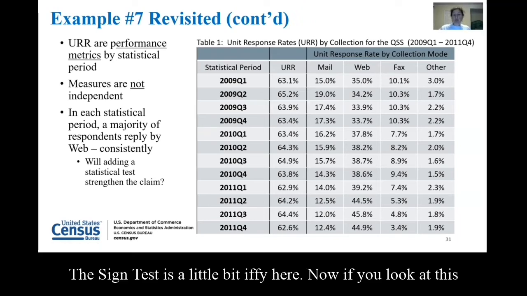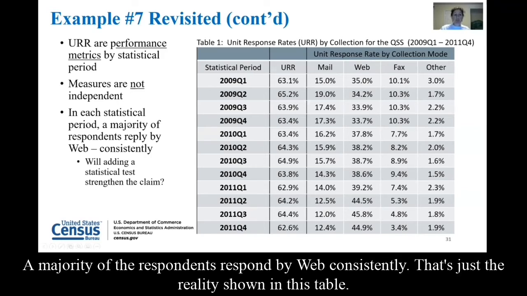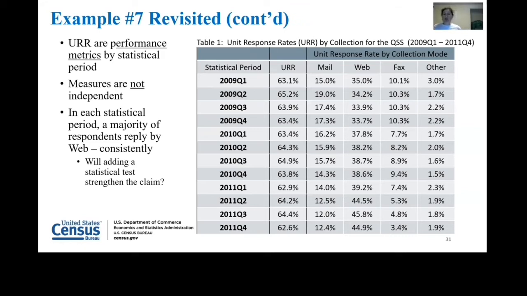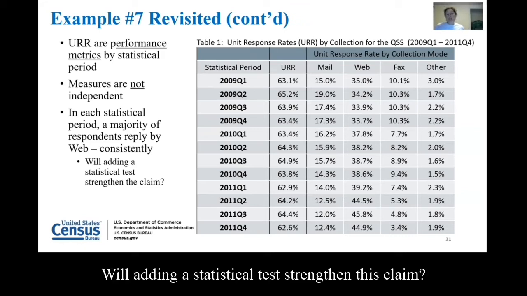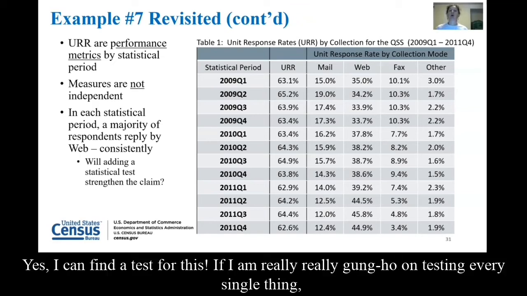Now, if you look at this table, one thing that you're going to notice, slowly but surely, is in each period, a majority of the respondents respond by web consistently. That's just the reality shown in this table. Will adding a statistical test strengthen this claim? I would argue in this case, no.